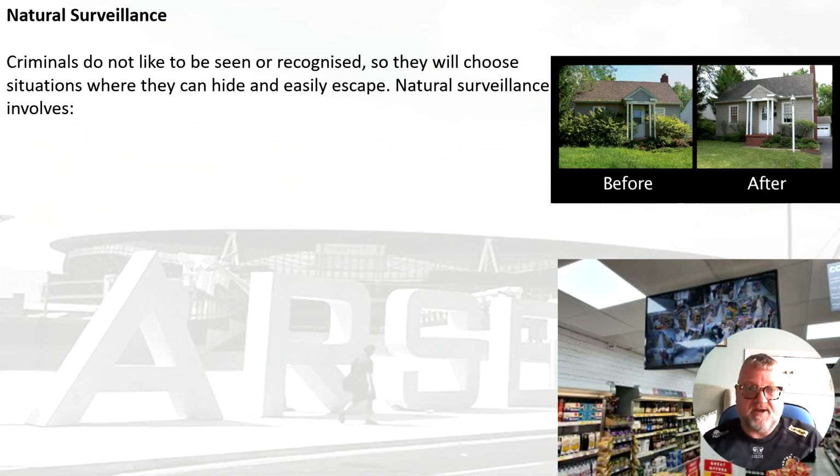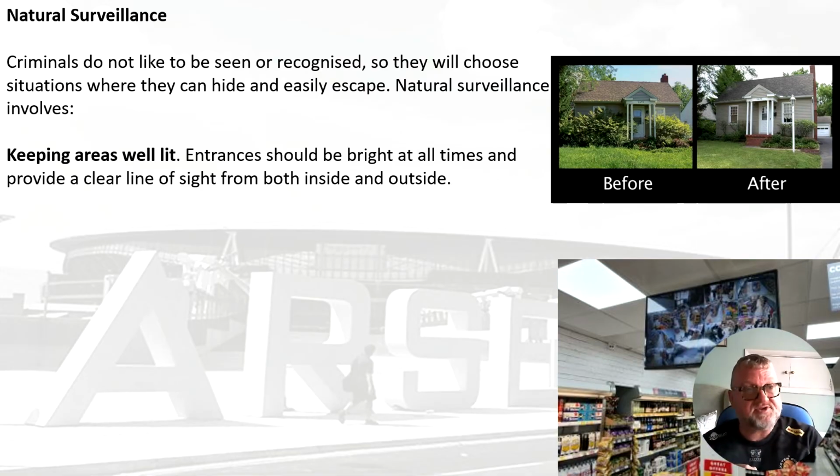This is the idea that criminals don't like to be seen or recognised. So it stands to reason they're going to choose situations where they can hide and easily escape. So if you have lots of surveillance, preferably for CPTED natural surveillance, you do things like keep areas well lit, have entrances that are bright at all times, provide a clear line of sight from both inside and outside, so glass doors that you can see out, lots of windows that you can see out.